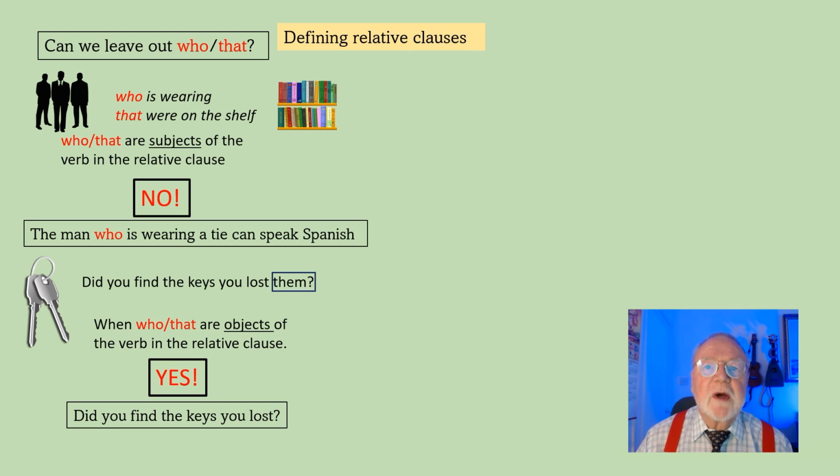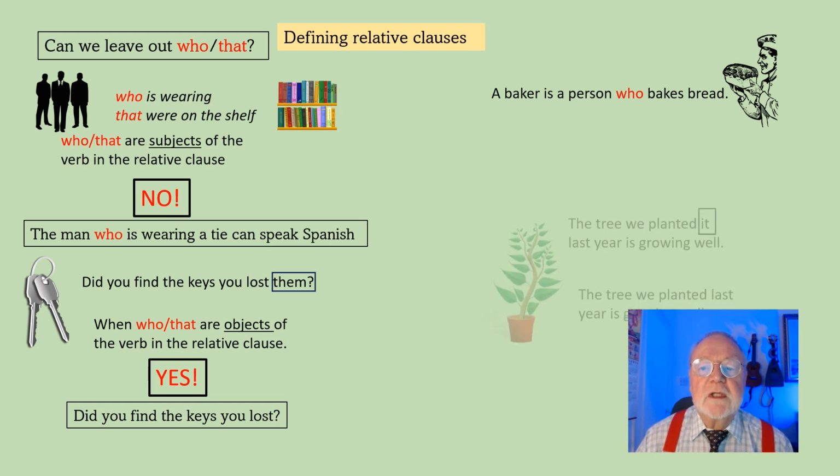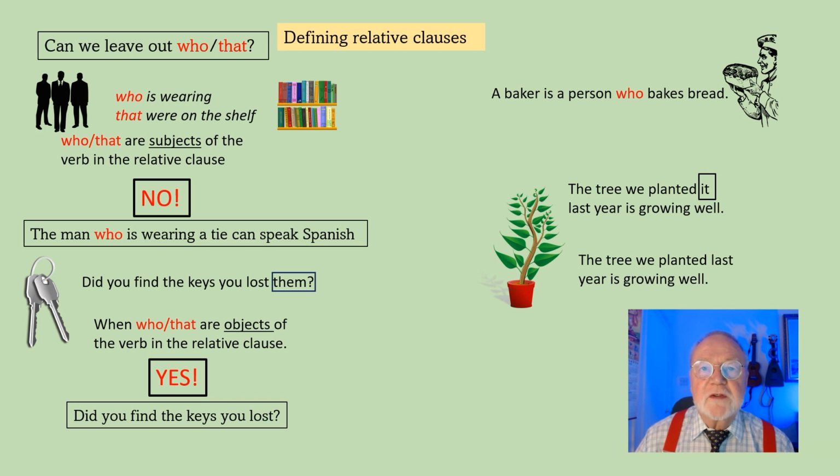So let's just remind ourselves of these basic structures. A baker is a person who bakes bread. I cannot leave out the who. The tree we planted, it is showing us it's an object. Last year is growing well. So I can say the tree we planted last year is growing well. That is omitted.